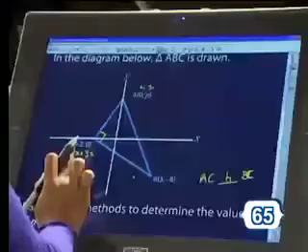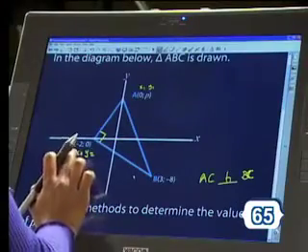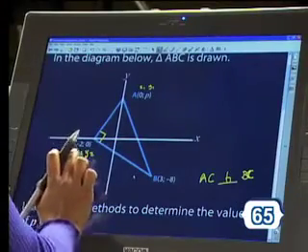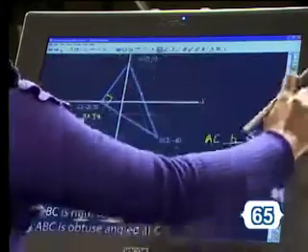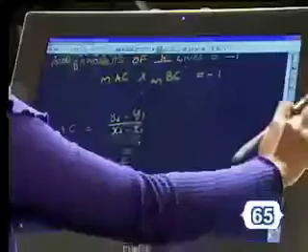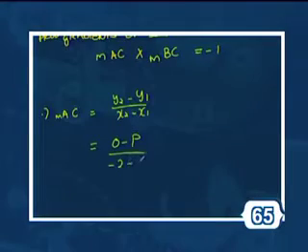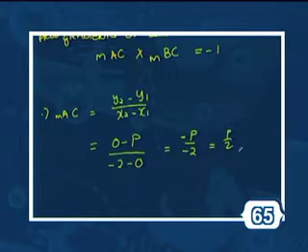Because I've started at point C, I have to take the x value now in the denominator from point C. So it's going to be -2 minus 0. And that would give us the gradient of AC. So my answer here is going to be minus P over -2. So this is really P over 2, or a half P.